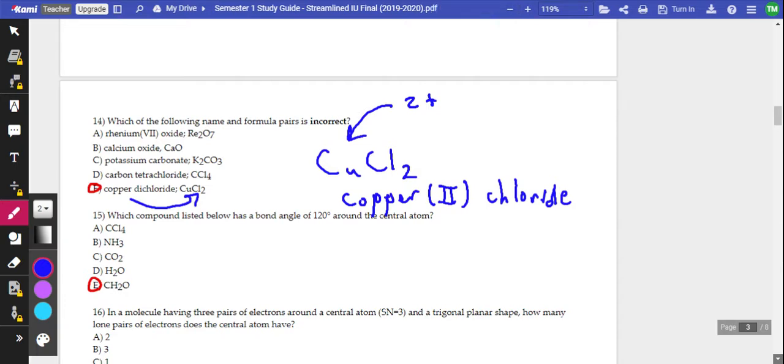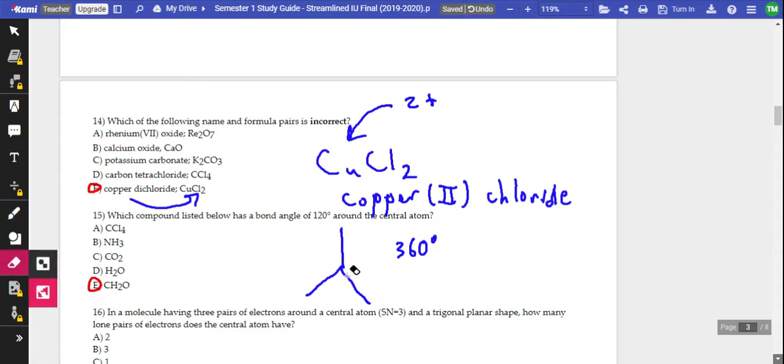Number 15, which compound listed below has a bond angle of 120 degrees around the central atom? Well, if you're math-minded, and you don't have your VSEPR stuff ingrained in your brain, like most students, you don't really get this ingrained unless you do this for a while. Well, a circle is 360 degrees. So 120 degrees would come from splitting that 3 ways. So our compound is going to look something like this. It's going to be trigonal planar, or at least the electron geometry is going to be trigonal planar.